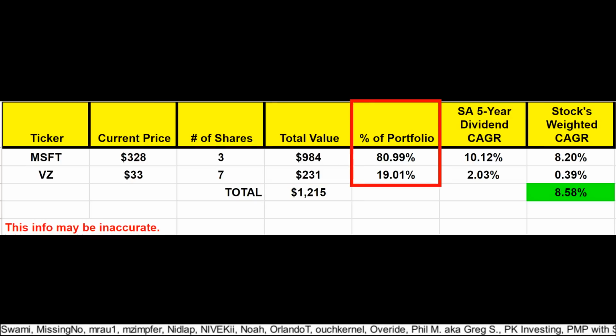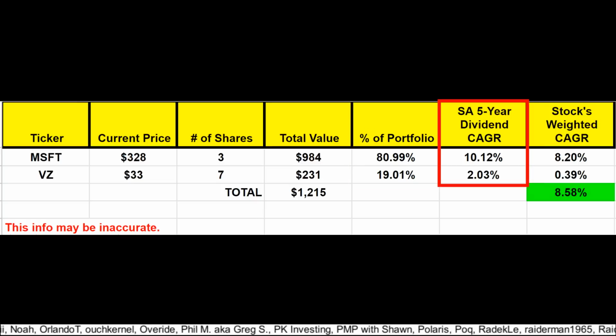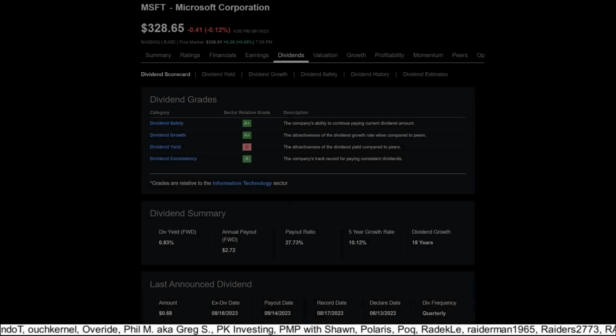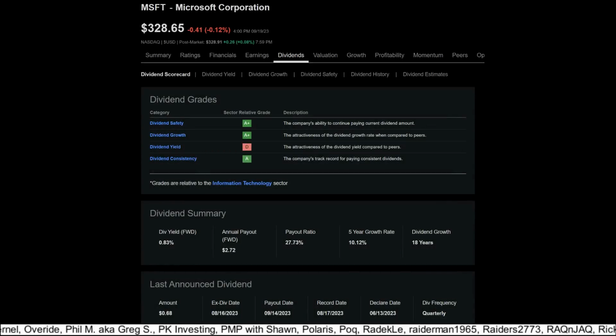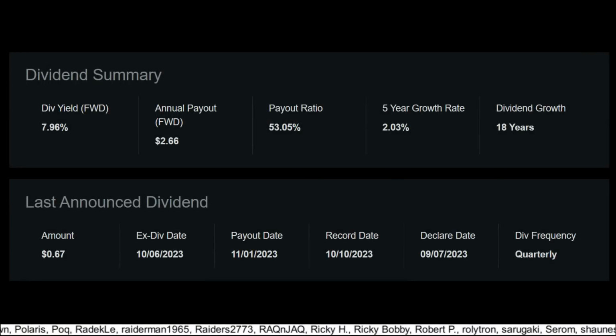The next column is for the percentage that each stock is in your portfolio, which is its total value divided by the portfolio total sum we just calculated. Then let's have a column for each stock's 5-year dividend CAGR, which we can look up on Seeking Alpha. In this case, we see that it says that Microsoft has a 10% 5-year dividend CAGR, which means on average each year it has increased its dividend by 10% per year for the last 5 years. And we can see that Verizon has a low 5-year dividend CAGR of only 2% a year.